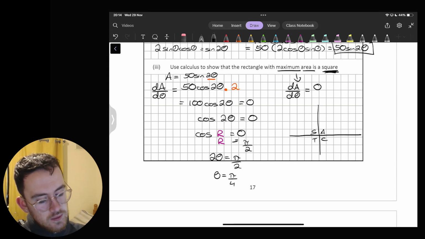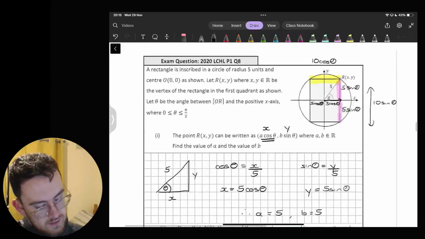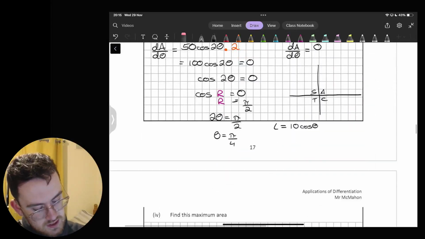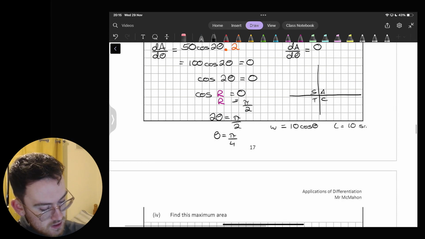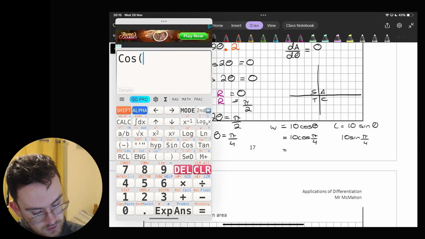So to show the maximum area as a square, we need to look at the lengths of the sides. The length was 10 cos theta, if I remember correctly. Yes, or the width was 10 cos theta, and the length was 10 sine theta. Subbing in that value for theta, I'm doing 10 cos pi over 4, and 10 sine pi over 4.